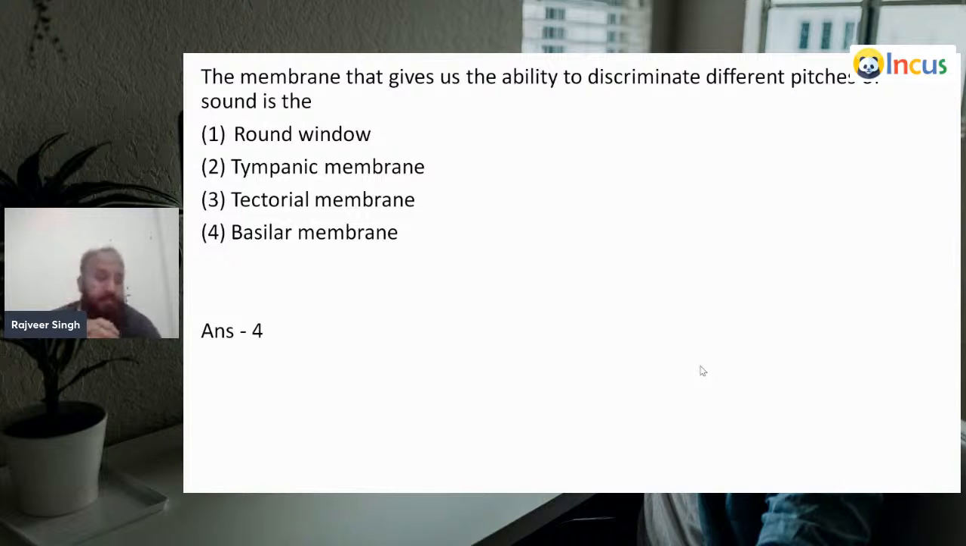Now the next question: the membrane that gives us the ability to discriminate different pitches of sound is what? Round window, tympanic membrane, tectorial membrane, or basilar membrane. Definitely the answer will be basilar membrane. Why have we chosen the basilar membrane?